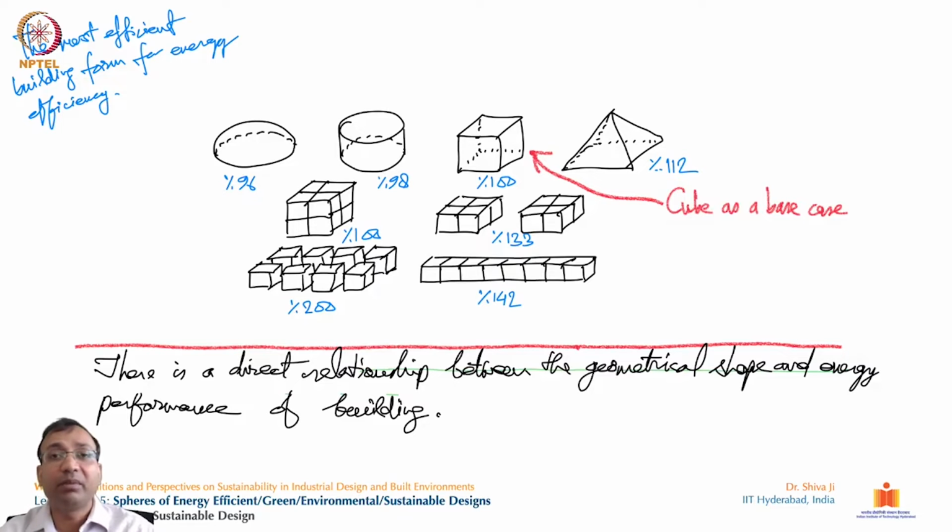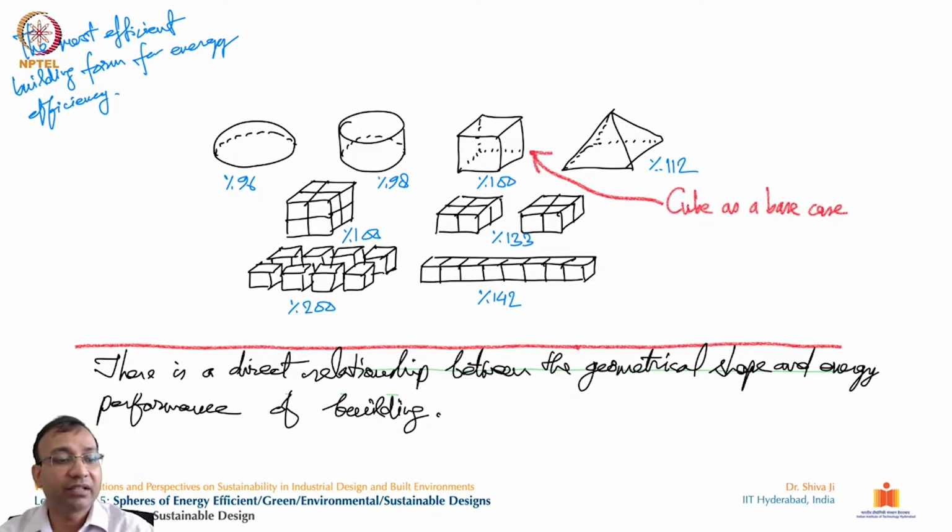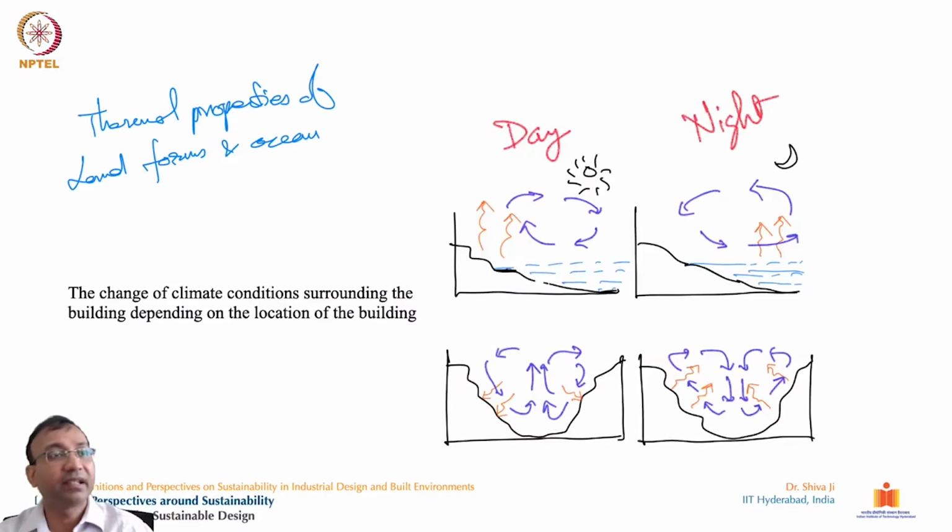So if there is a building block of just one bigger unit, and if we bifurcate, or fragment, that block into smaller blocks, it is going to have a lot of impact, and the consumption of energy is going to increase. That we should always consider while designing our buildings. That is the intent of this lecture, to give you insight on this part. Let's move on to the next slide.